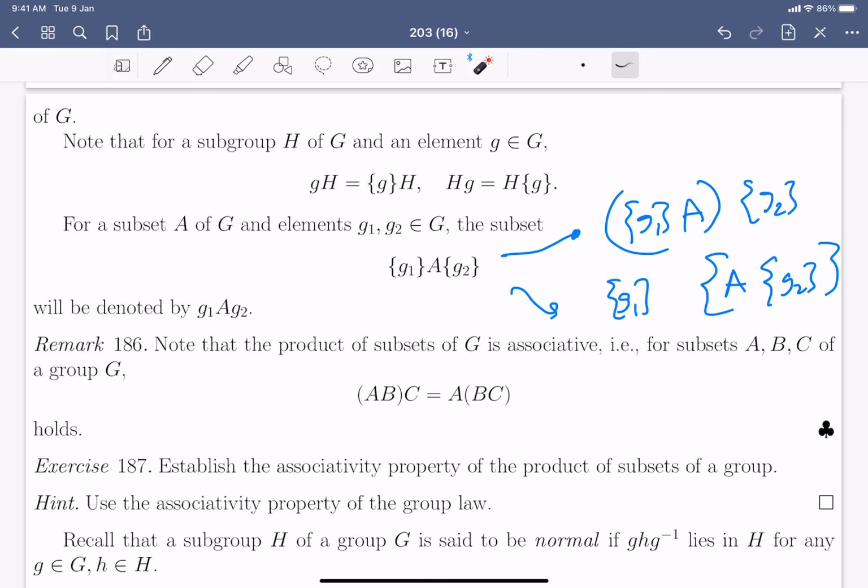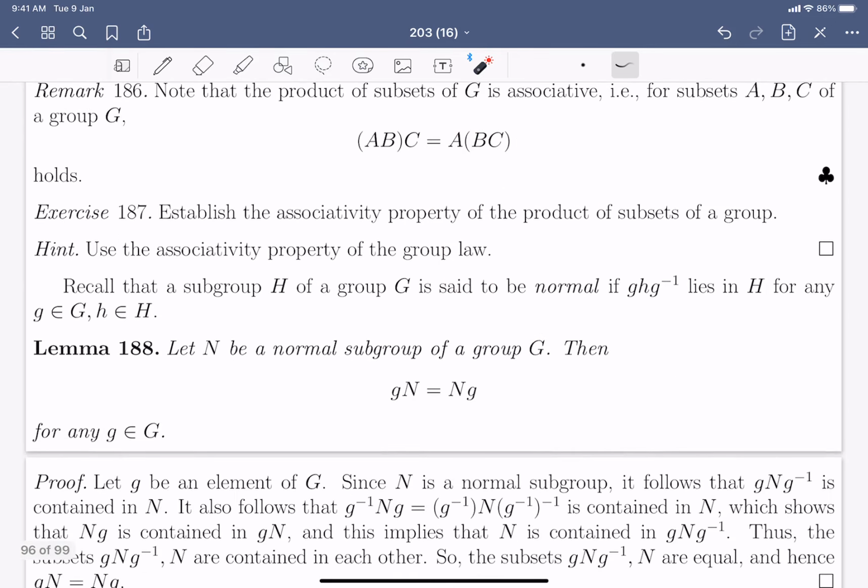This follows from the information that the composition law of G is associative. Great. So it follows from this associativity property of the group law. Okay, so now let's get into normal subgroups.